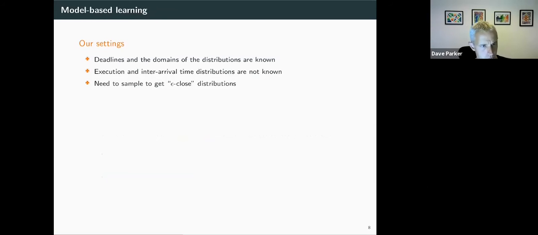We consider a practical setting in which only the deadline and the domains of the distributions describing the tasks of the system are known a priori, and not the exact distributions for execution and interarrival time. In this case, we need to learn the model by sampling and then compute a near optimal safe strategy from the learned model. We call two distributions P and Q epsilon close if P(A) and Q(A) are epsilon close for all A in their domain.